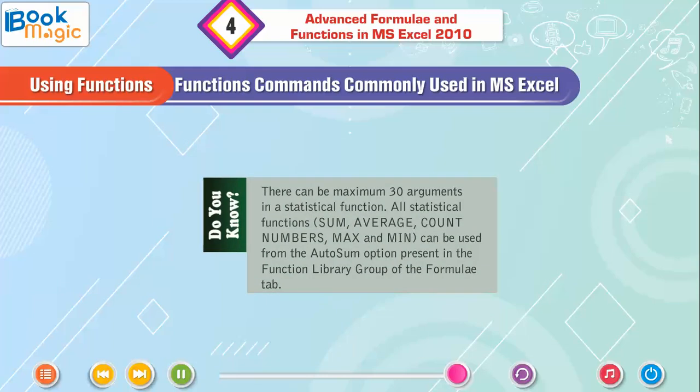Do you know? There can be a maximum of 30 arguments in a statistical function. All statistical functions, sum, average, count numbers, max and min, can be used from the AutoSum option present in the Function Library group of the Formulas tab.